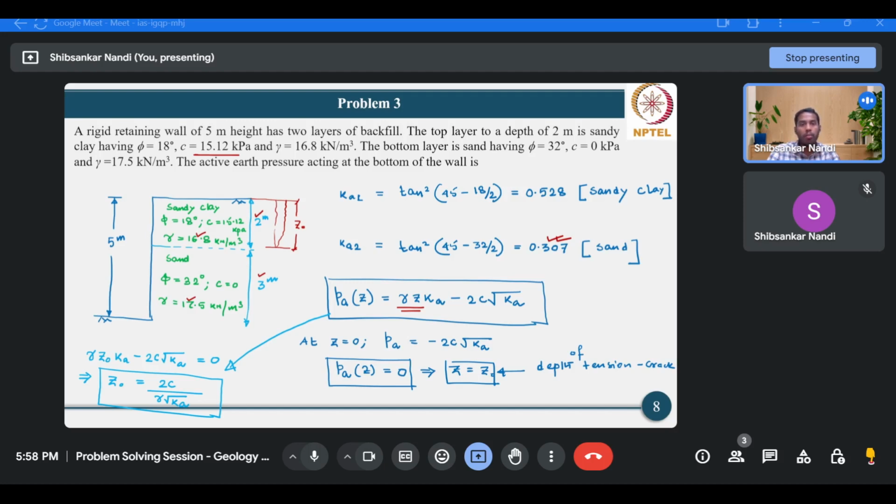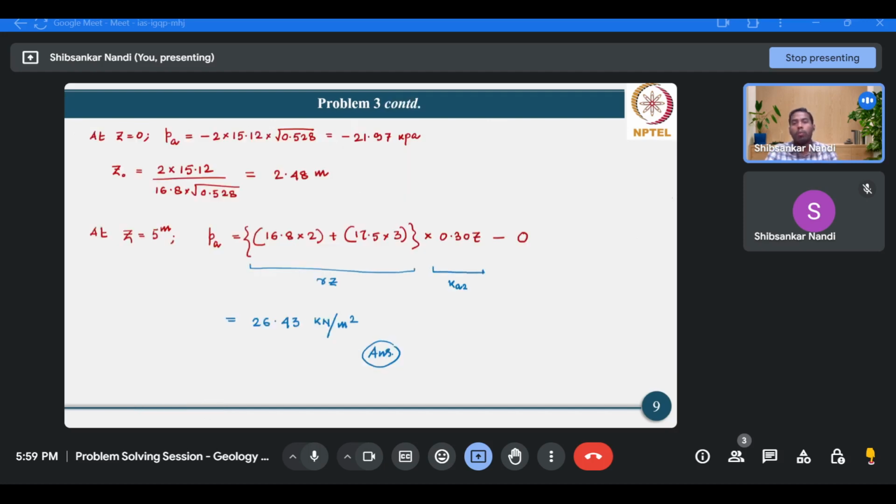Otherwise, we can directly solve this problem by calculating the active earth pressure coefficients for the lower soil, that is sand, and by calculating the effective overburden pressure at a depth of 5 meters. So we can directly start from here.